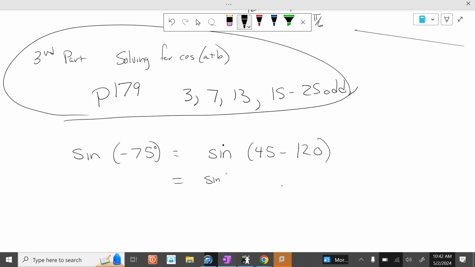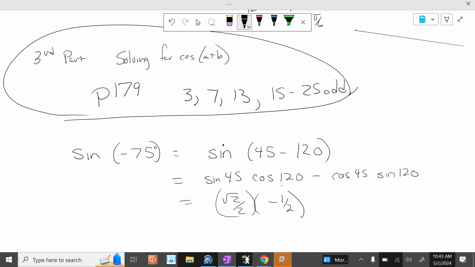So it's a sine of 45 cosine of 120 minus cosine of 45 sine of 120. That's how you'd get the sine of negative 75. Okay? So, sine of 45 is square root of 2 over 2. What's the cosine of 120? Negative 1/2. Cosine of 45 is square root of 2 over 2. Sine of 120, square root of 3 over 2.